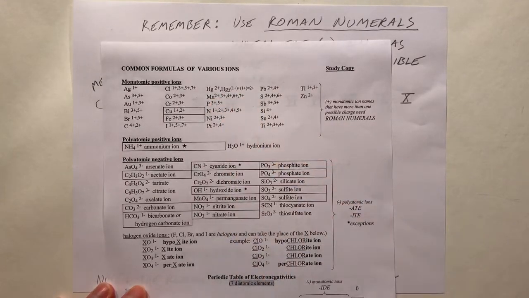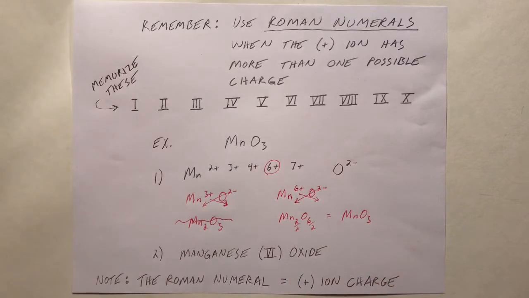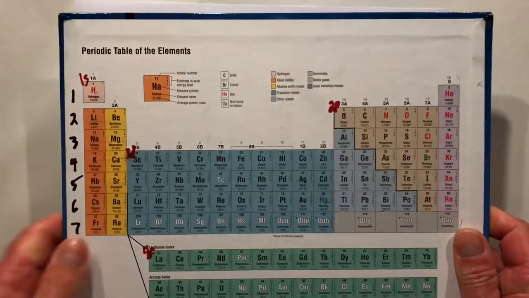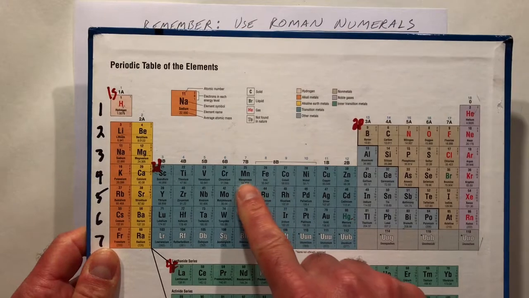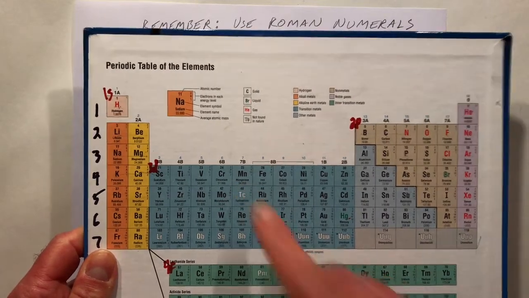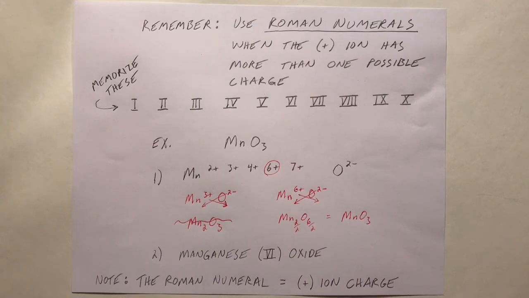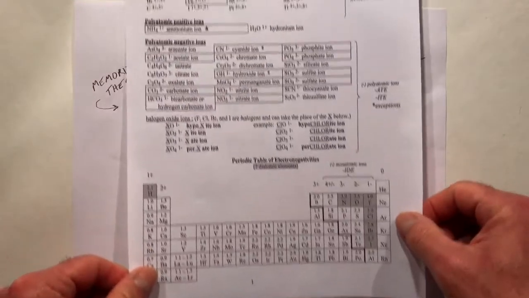Now Mn is manganese, and if you didn't know that, you would look at a periodic table like this one. This is just in the back of a chemistry book. And you can see that manganese is listed here as Mn. So you might want to have a periodic table with element names on it so that you can look up the names of elements if you need to.